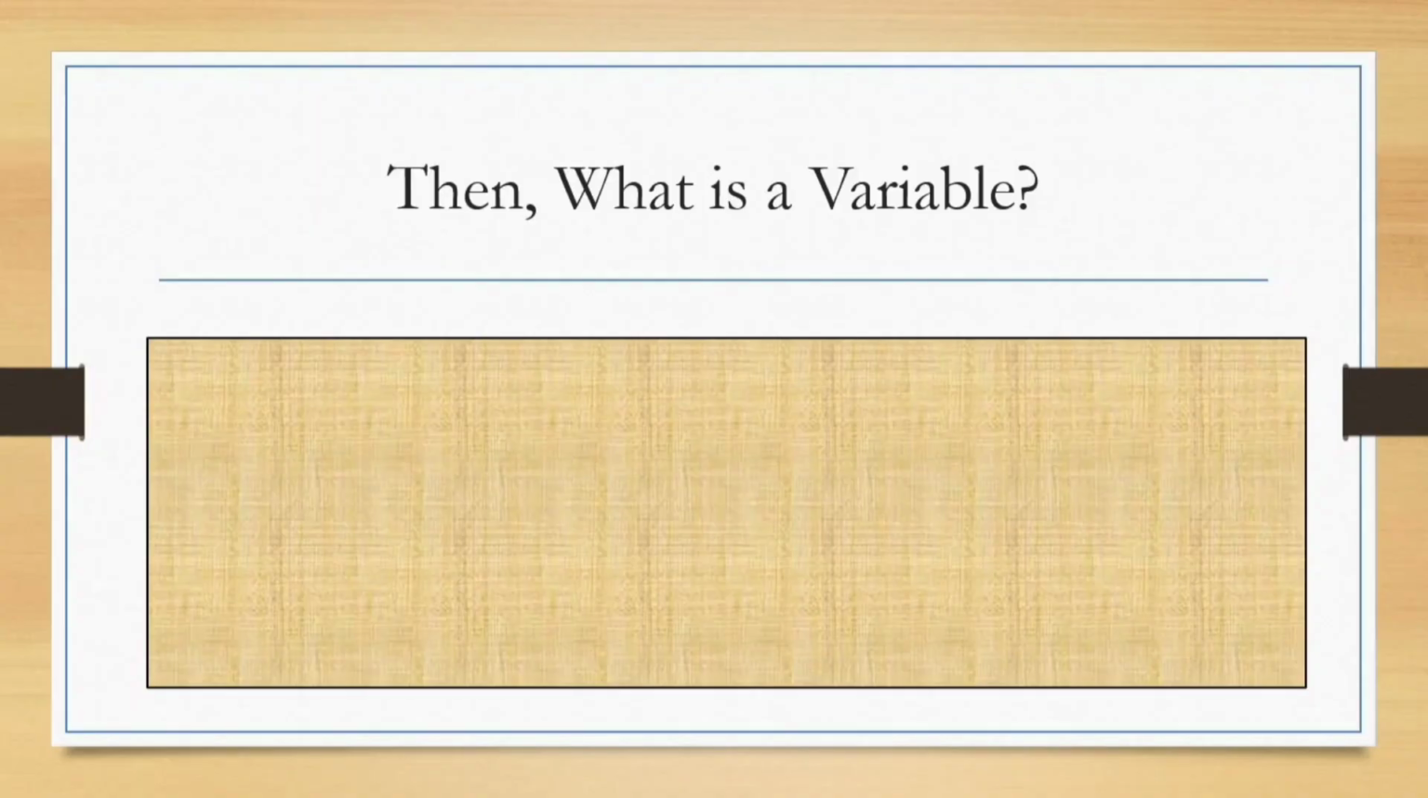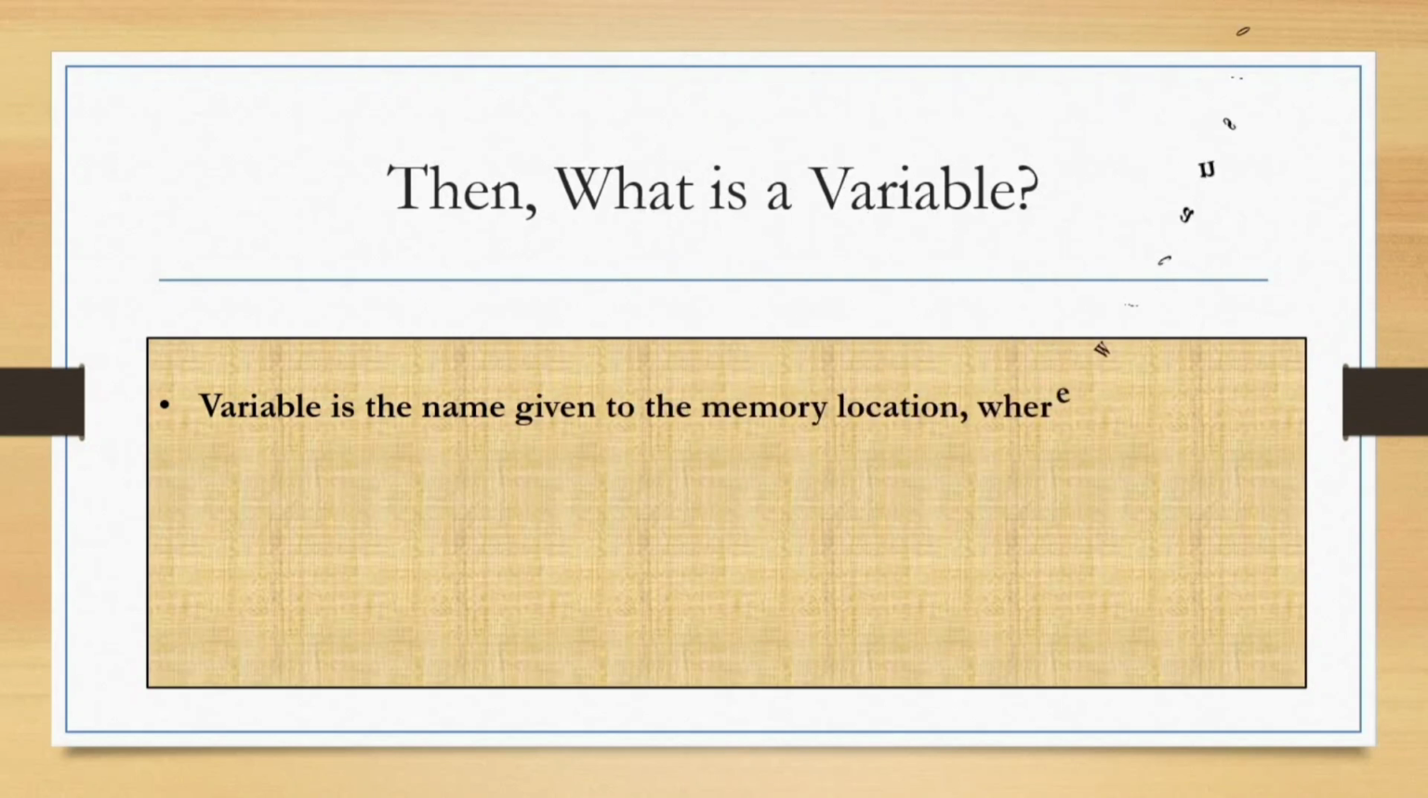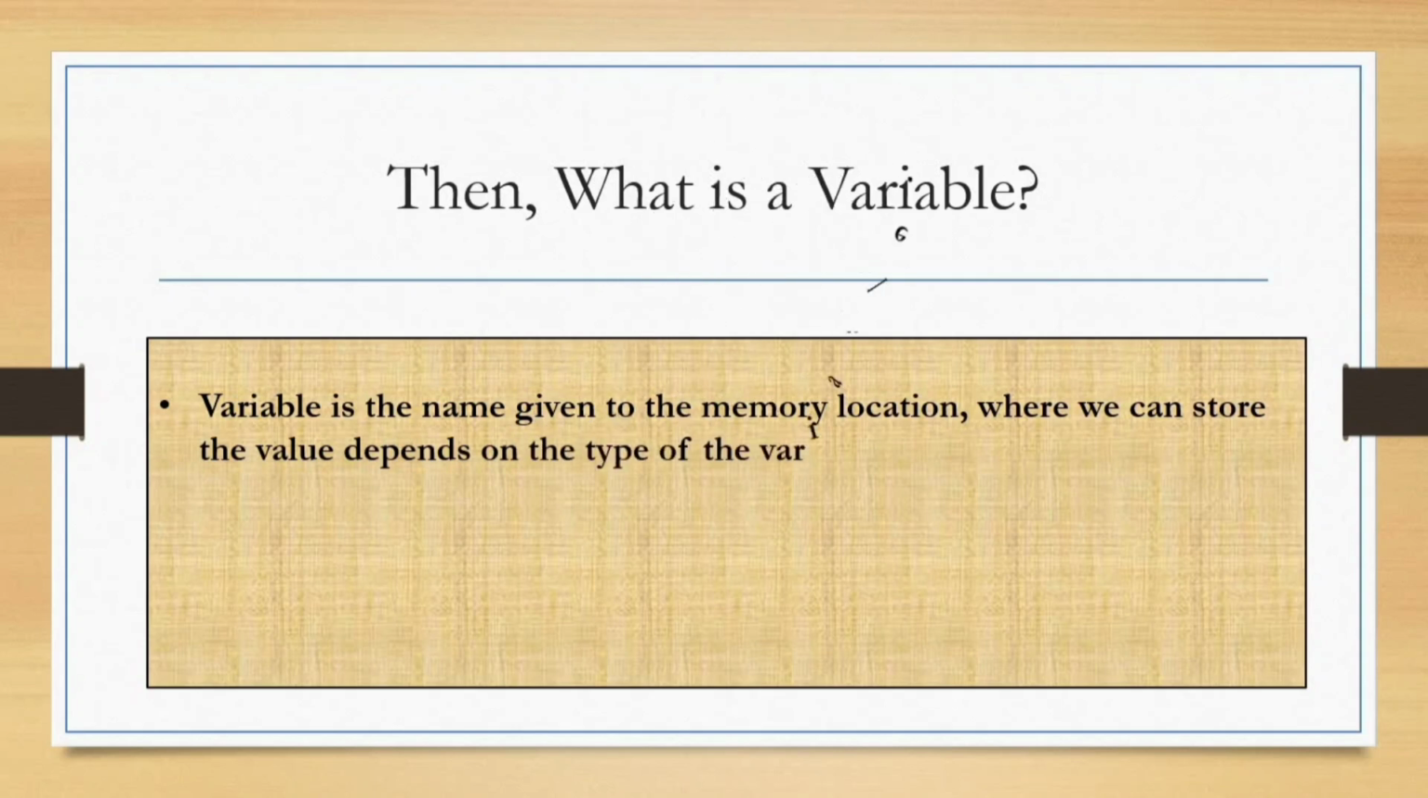And what is a variable? A variable is the name given to the memory location where we can store the value, depending on the type of that variable. If I declare an integer variable, I can store integer type of data. If I declare a floating point type of variable, I can store floating point type of data, and so on.